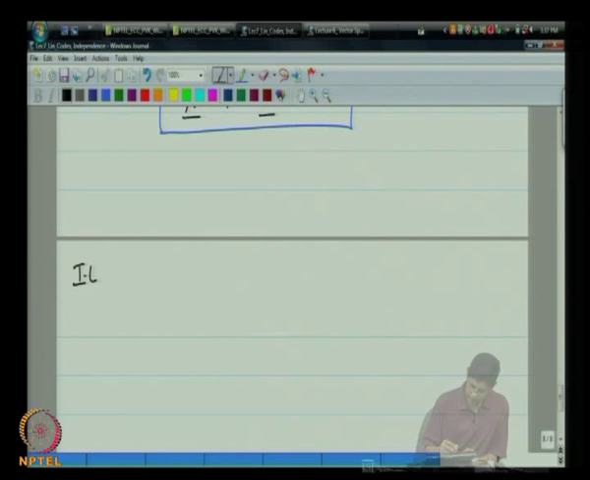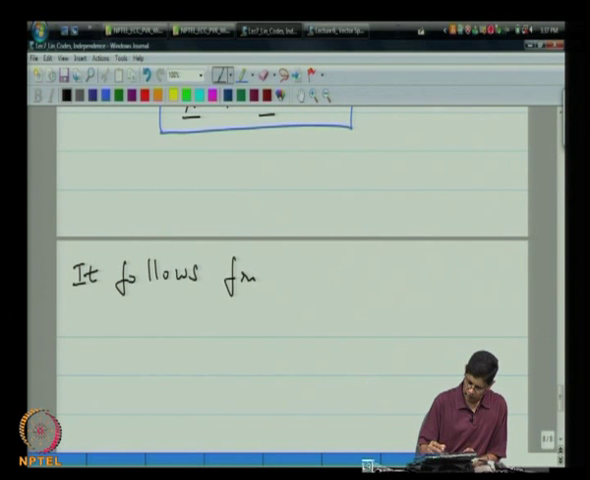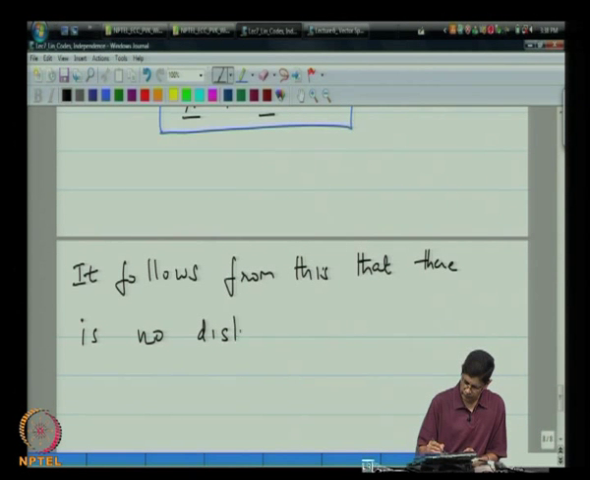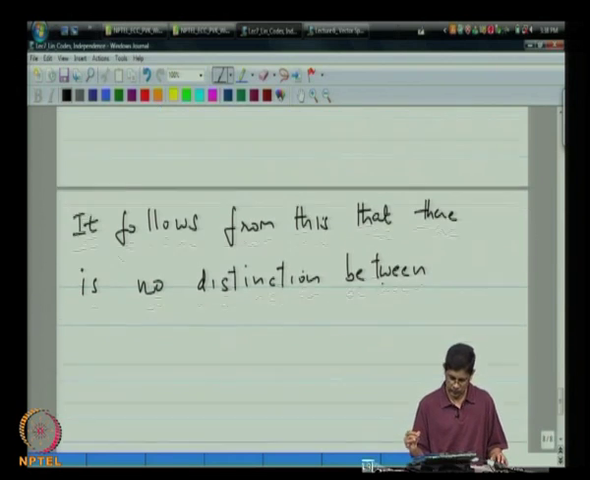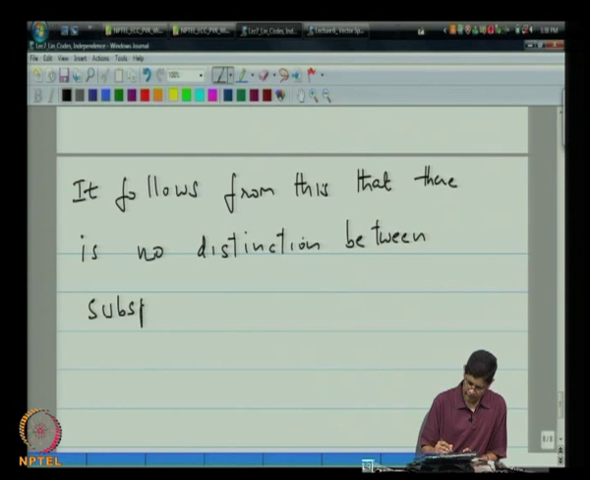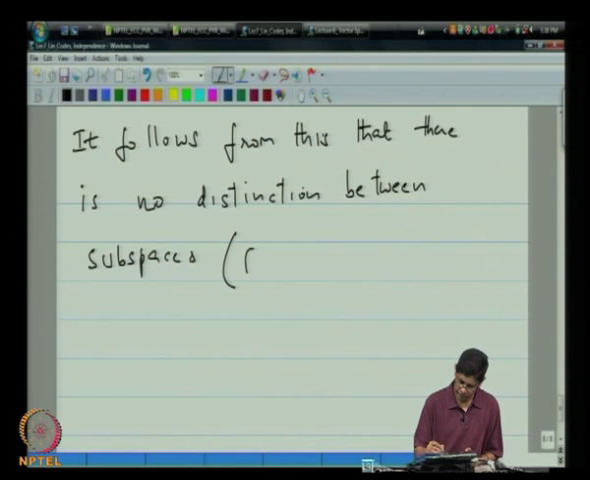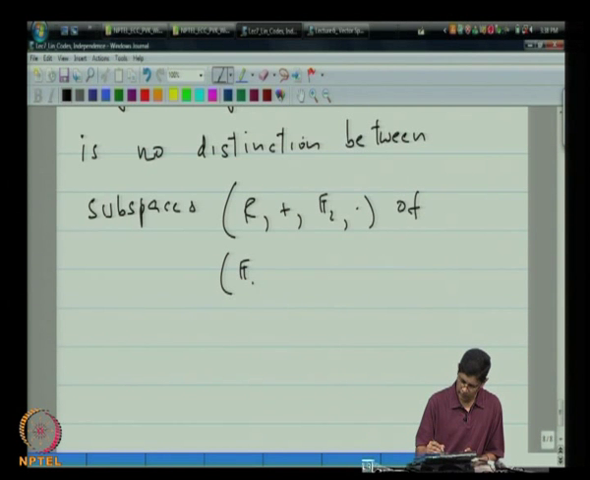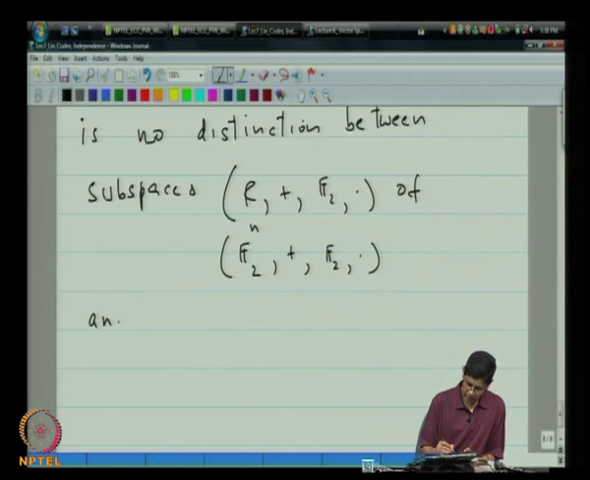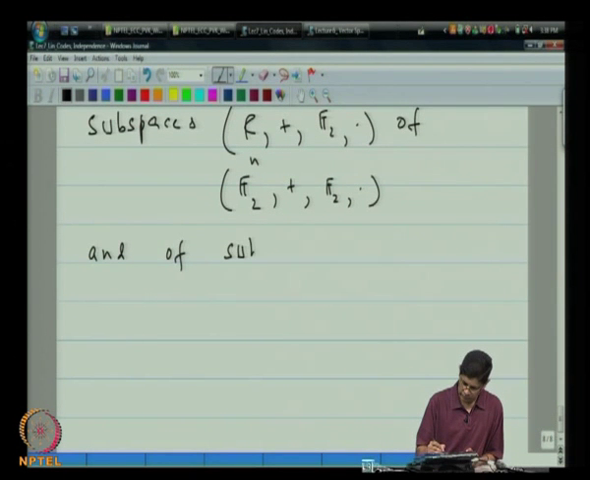So, it follows from this that there is no distinction between subspaces of the set of n tuples over F2 and subgroups.